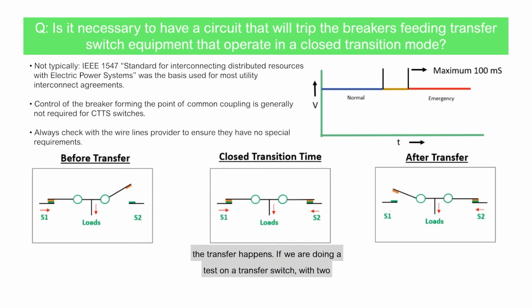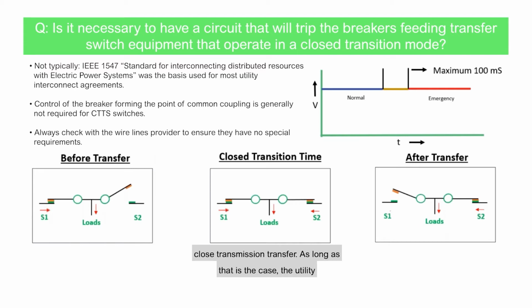If we are doing a test on a transfer switch, with two sources available and we are running the generator, and we select a test feature on the transfer switch, the controller would start looking for the two sources to come into synchronism. When that happens, the emergency contacts are closed. Those contacts are parallel to two sources for a very short period of time, and after the transfer is complete, we will have isolated source 1 and be connected to source 2. That whole transfer takes place in less than 100 milliseconds, which meets the CSA requirements for closed transition transfer.